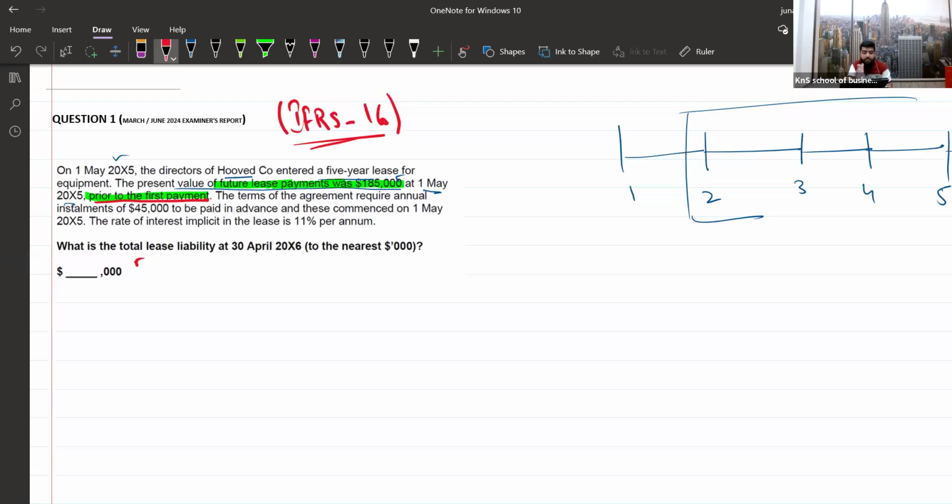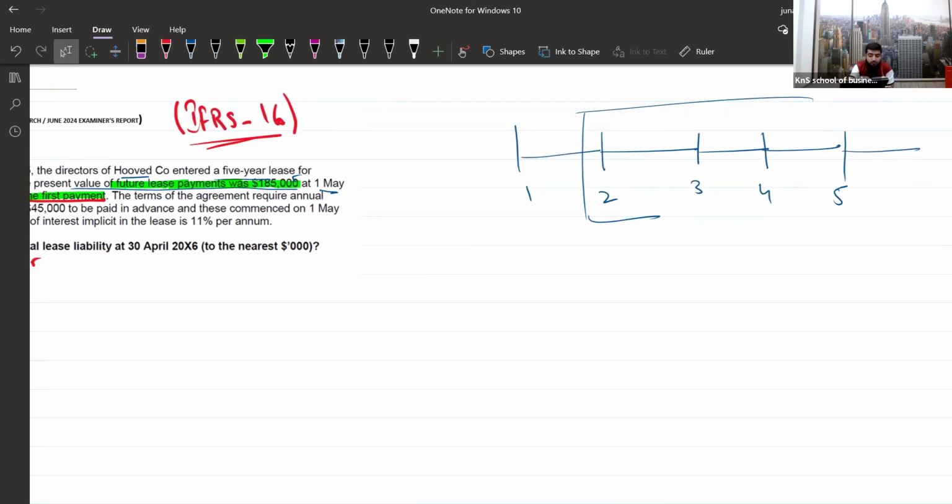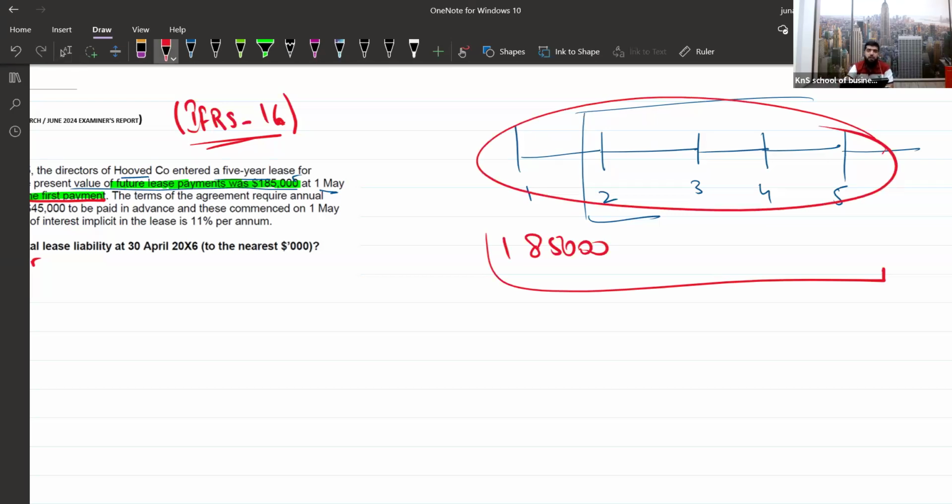So here it says 1,85,000. First of all, it is stated that these are the future lease payments. But in the second part, it states that this is something prior to the first payment, which means that this is not the future lease payment. This is 1,85,000 in which all of these lease payments are included.